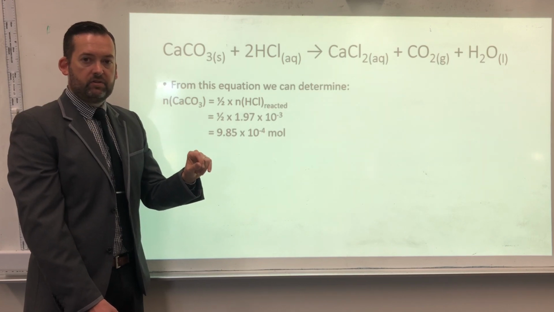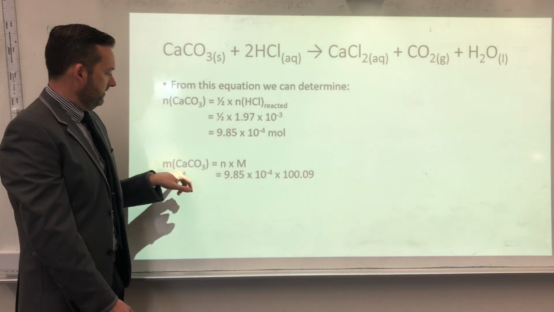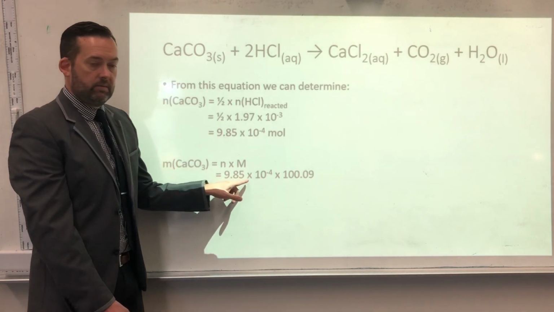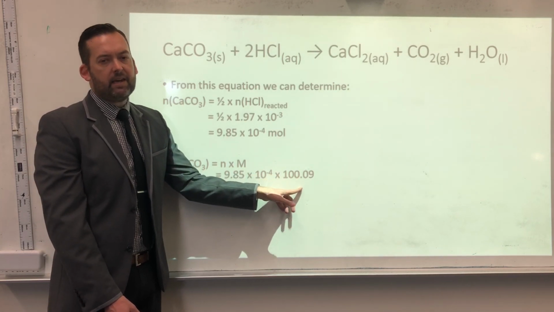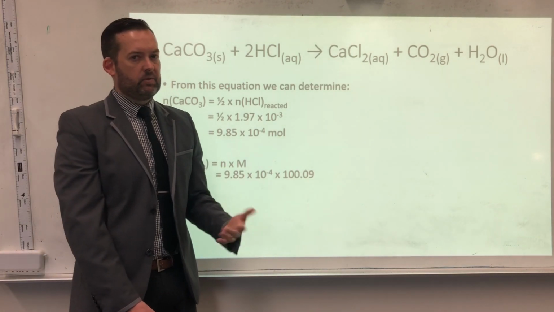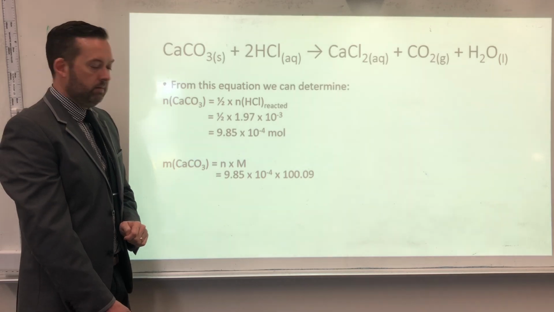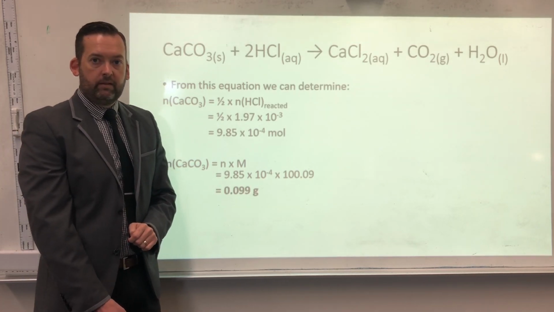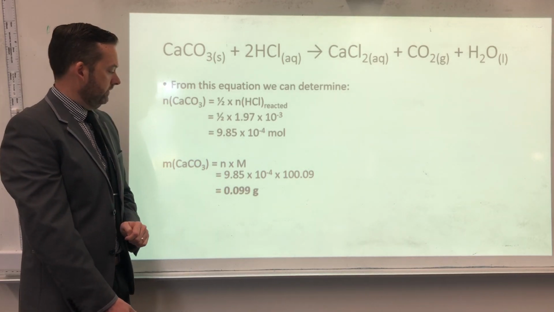Okay, now the sample is not pure, so that's what the percentage purity thing is. So what we do first of all is work out the mass. So the 9.85 times 10 to the minus 4 times the molecular mass of calcium carbonate. Now be careful adding those up. It's a really common thing people do wrong. Slip on the calculator, so double check if you think you need to. 100.09 grams per mole, 0.099 grams. That's the amount of calcium carbonate that we have in our chalk.